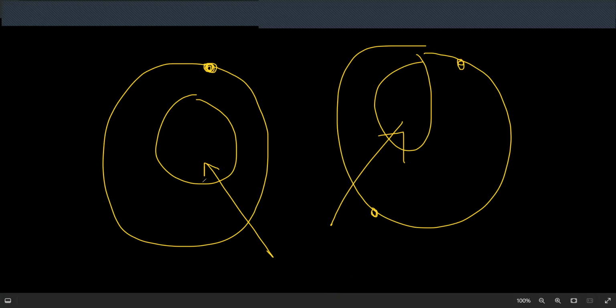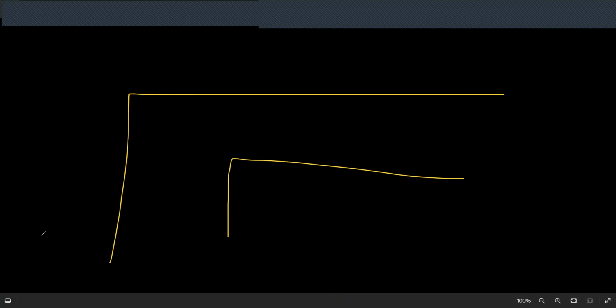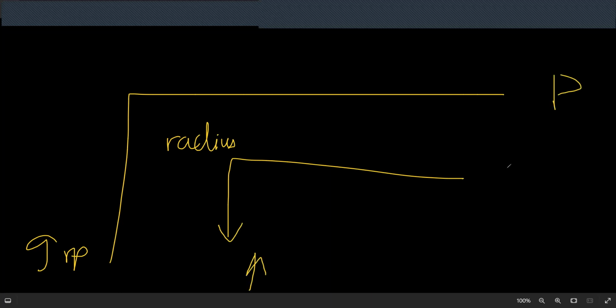So I will show you another diagram which will make it pretty clear. Group, radius, period. Going down, it increases; going this way, it decreases. Because here, a new shell is added, and here, nuclear charge is increased more than the shielding.